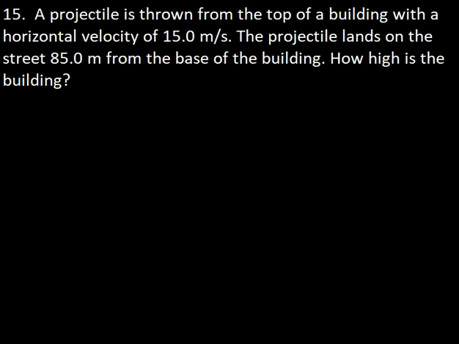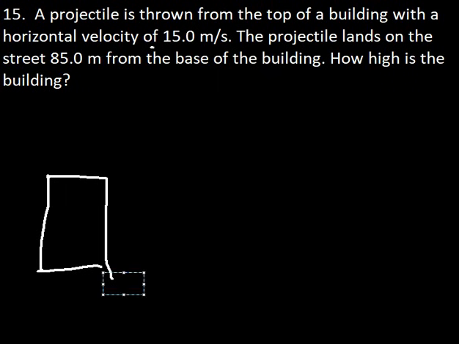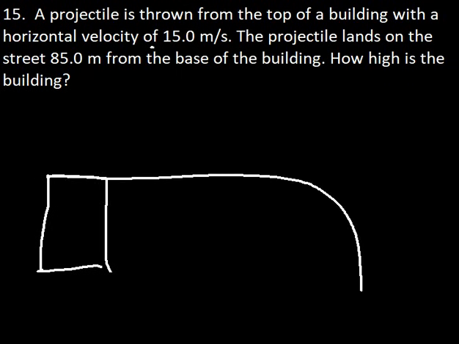And now let's consider this kind of a case, which says that a projectile is thrown from the top of the building with a horizontal velocity. That corresponds to the top horizontal released ground case, where the object is released horizontally from the top.